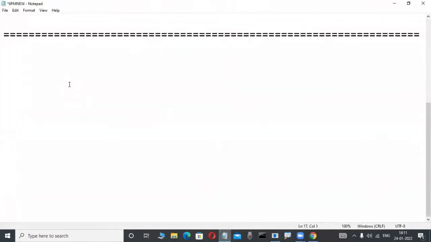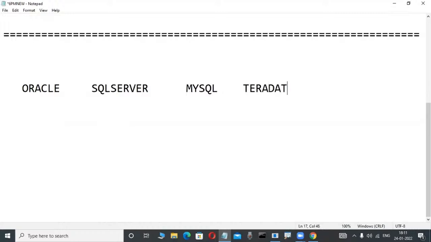Now concentrate here. This is a demo class, I'm just telling something. Oracle is a product from Oracle Corporation. Don't write it today. SQL Server is a product from Microsoft. MySQL is an open source product, that is now also from Oracle. Teradata is a product from NCR Corporation. Sybase is a product from Ingres Software. Like this, so many products are there.